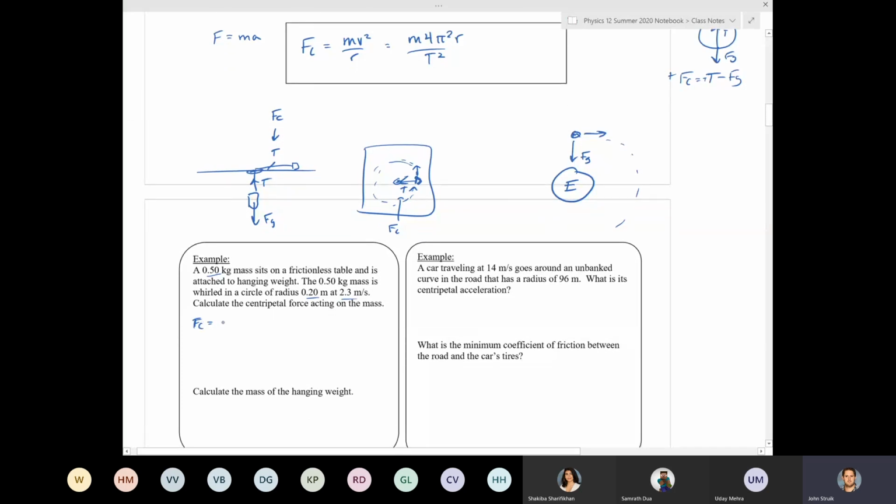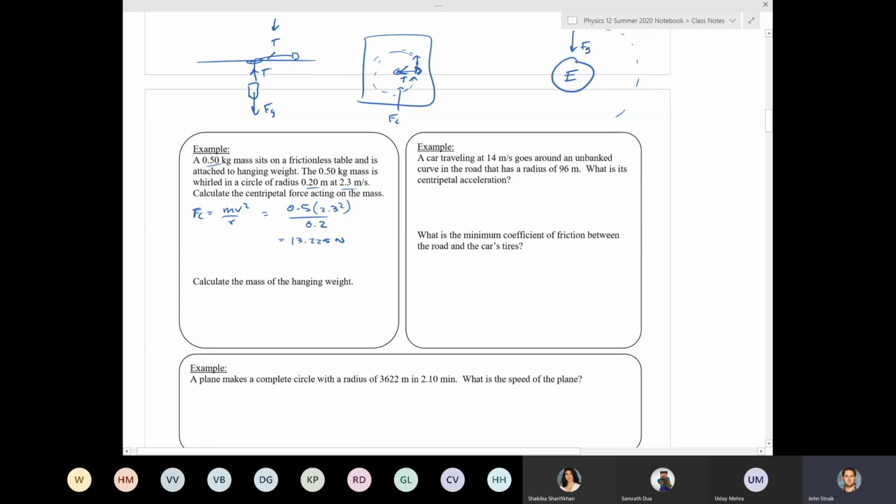FC equals mv squared over r. So that's going to be 0.5 times 2.3 squared over 0.2. 2.3 squared divided by 0.2. So this is going to be 13.225 newtons. And then calculate the mass of the hanging weight.